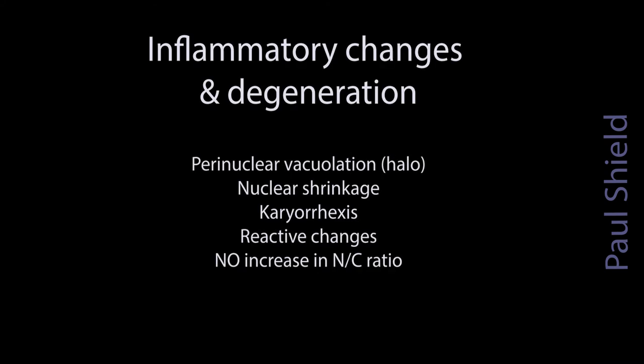So in summary, perinuclear halos, nuclear shrinkage and irregularities of the membrane, and karyorrhexis are all classic changes that you can see in degeneration. You get no increase in NC ratio usually with these, and sometimes you'll see slight reactive changes, and I'll show you a good example of repair, which is marked reactive change, in the next clip.